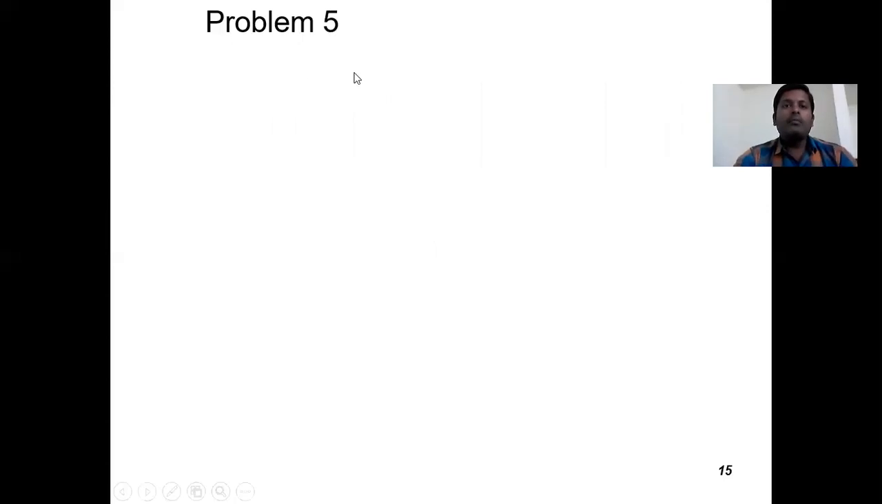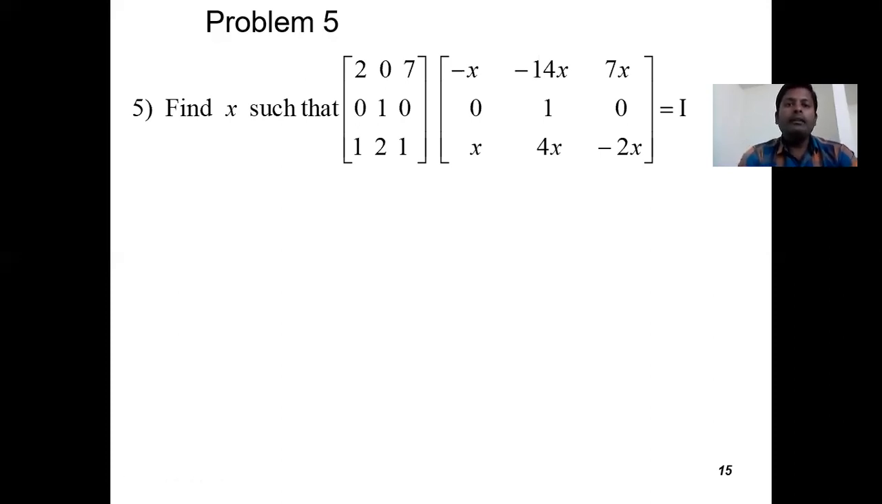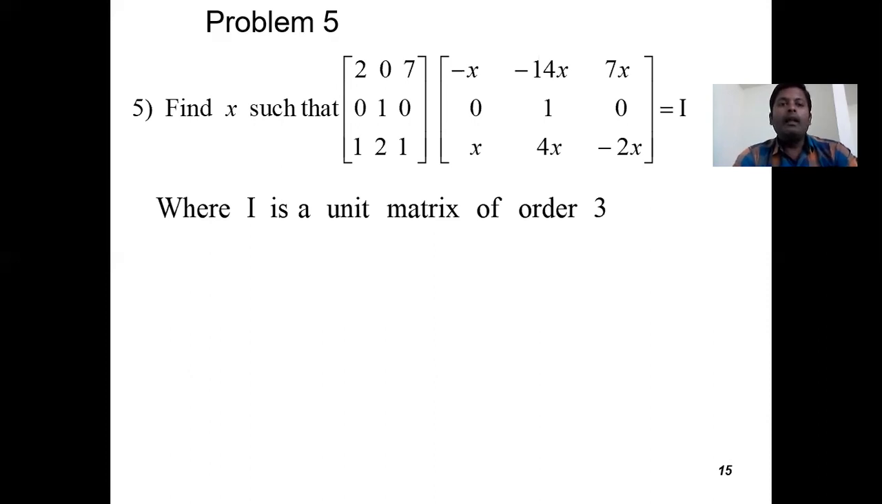Next, we go to problem number 5. Here, find x such that the matrix 2 0 7, 0 1 0, 1 2 1 times the matrix minus x, 14x, 7x, 0, 1, 0, x, 4x, minus 2x is equal to I. But here I means the identity matrix, a unit matrix of order 3. We have to write the solution.